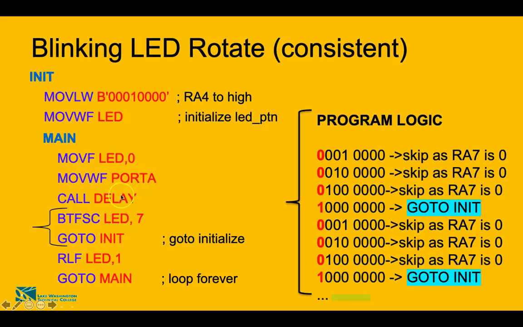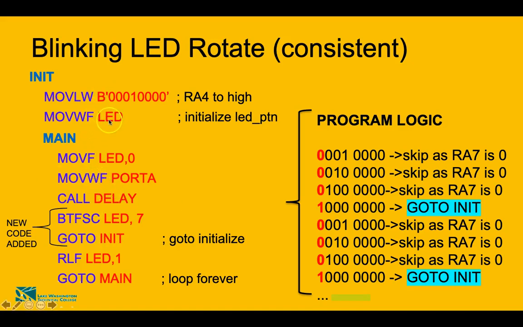So these are the same instruction set from the previous lecture. The only difference is these two instructions have been added. So this is new code added to the previous code. The rest of the code is actually the same. So adding these two pieces of code will make your rotating LED program very consistent. Now let's see how it works.